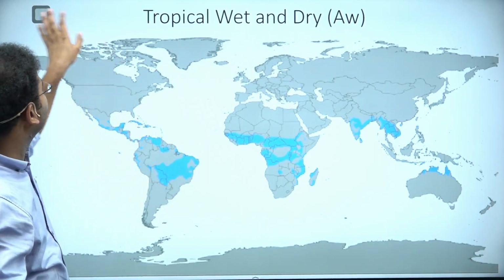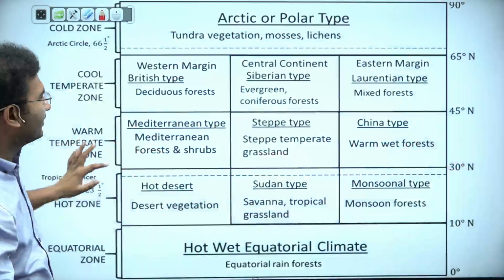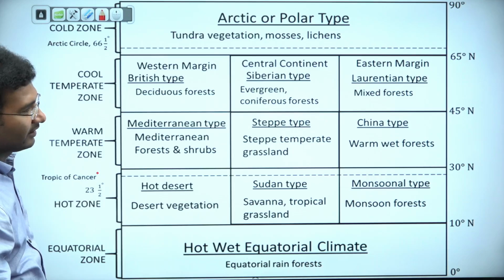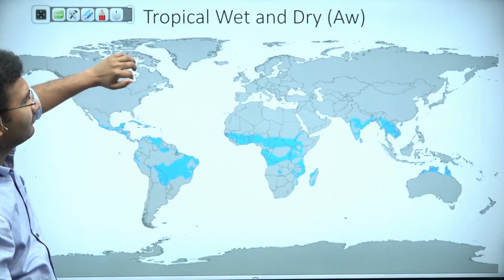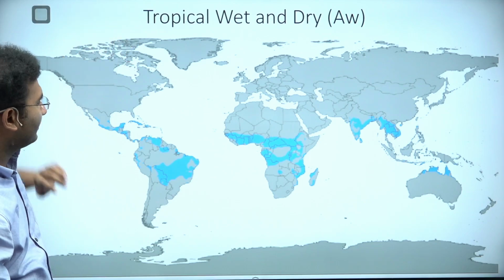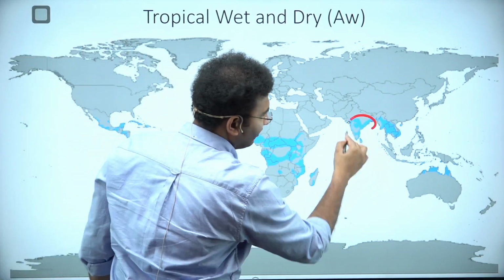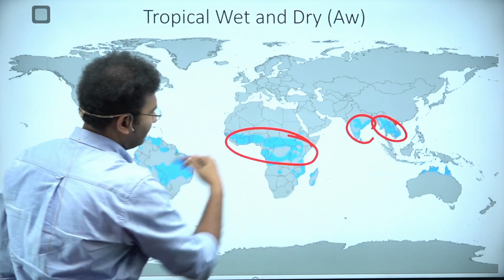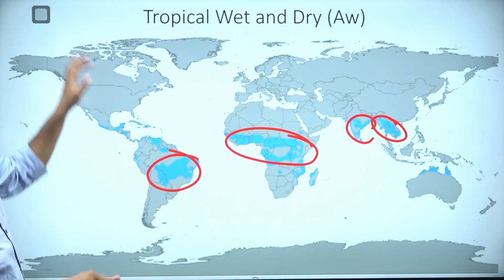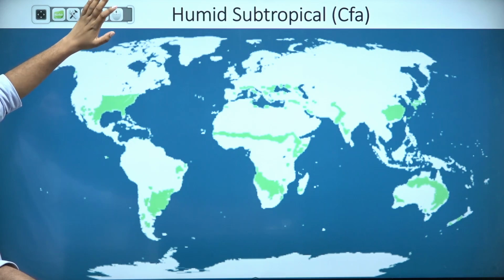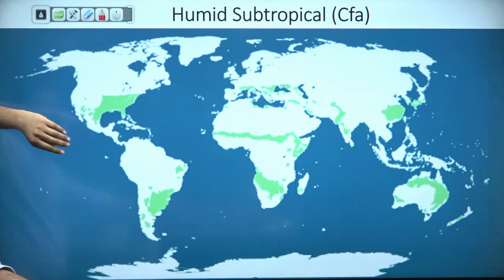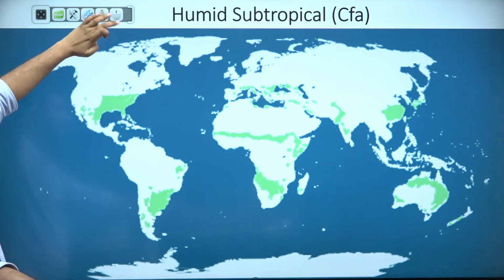This climate is seen. Where do you find it? Look here. Tropical, wet and dry. So this tropical wet and dry, which is Aw, is seen in India also, you'll find it in Africa, and in those parts of the regions where you'll have monsoon. Now look into the subtropical, humid subtropical region. This is Cfa. Cfa is the region of this map.